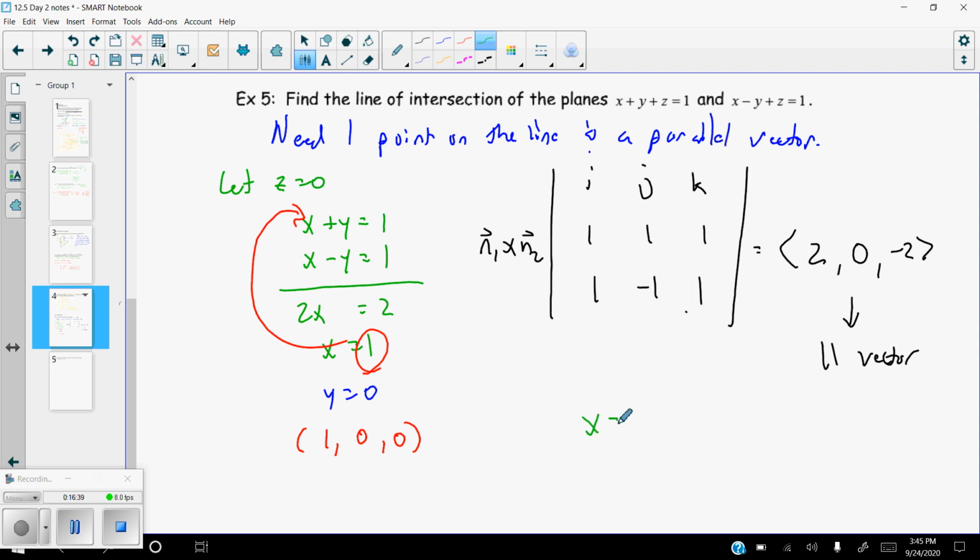So x is going to start at 1, and the vector tells me it's going to increase by 2. y is going to start at 0, so I don't need to write that, and it's going to stay at 0, so it's really just 0. And then z is going to start at 0, but it's going to decrease by 2, and this is the equation of your line of intersection.